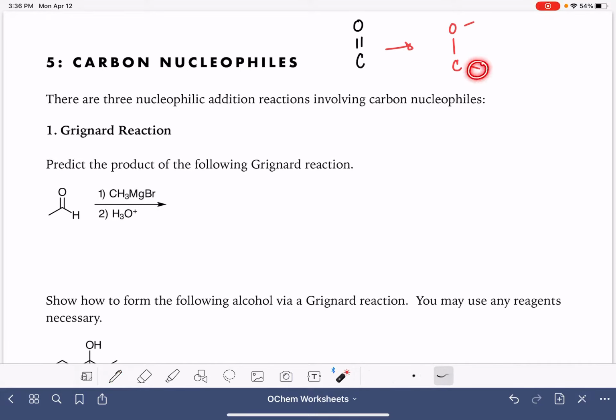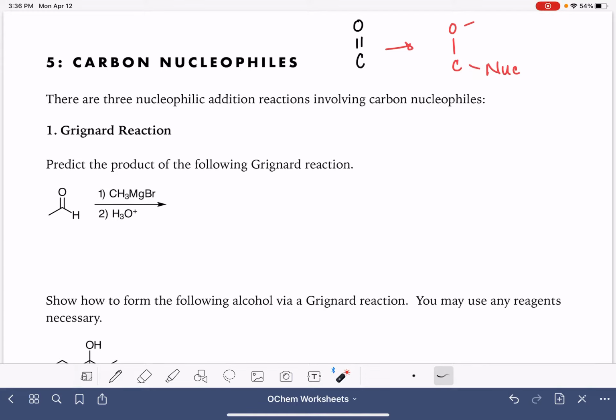Something gets added to the carbon, something gets added to the oxygen. A nucleophile is being added to the carbon. And like I said, in this worksheet, all of the nucleophiles that we're working with are ones where a carbon atom is being added to the carbon atom of the carbonyl group, which means we're making a carbon-carbon bond.